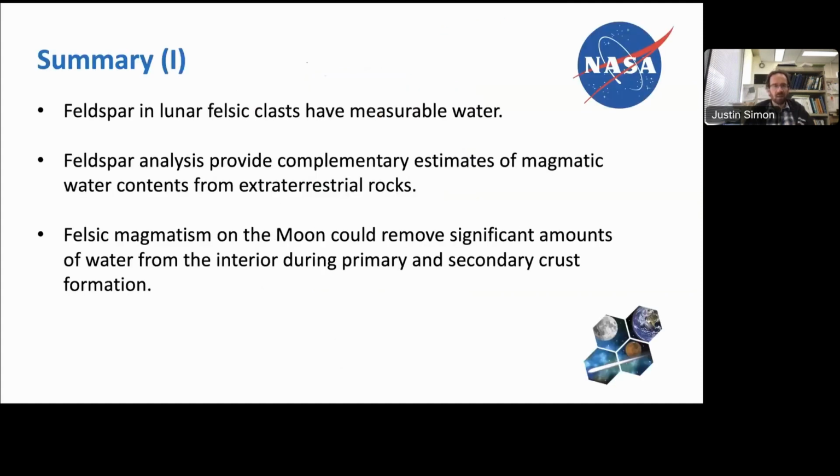And so basically, a couple slides for summary. I know I'm running out of time. Feldspar and lunar felsic clasts have measurable water. They provide a complementary estimate for magmatic water when the samples are not disturbed. There is still reason to think that felsic magmas had volatiles in them, and they could remove them from the interior as they were forming, primarily during the secondary crust formation periods.